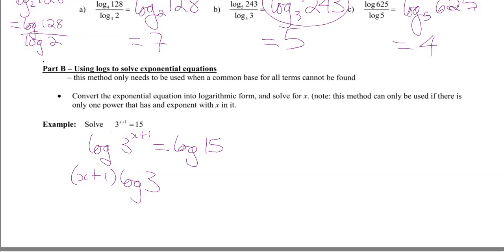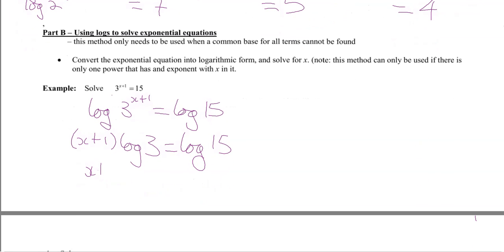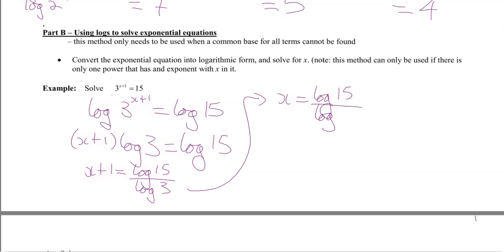Now, because it's a binomial, if we're going to do stuff with binomials, we're going to be moving stuff around. We have to keep that binomial in a set of parentheses, right? Put brackets around it. And that's equal to log 15. Then, to get x by itself, we're going to divide both sides by log 3. So x plus 1 will be equal to log 15 divided by log 3. And then we're going to subtract 1. So x will be log 15 divided by log 3 minus 1.